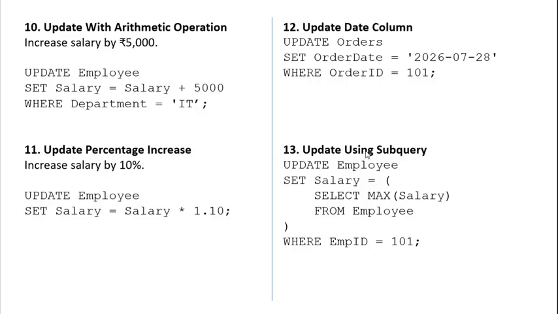Thirteenth is update using subqueries. UPDATE employee SET salary = (SELECT MAX(salary) FROM employee) WHERE employee_id = 101. So the maximum salary is found and updated, and the employee ID 101 is found and given the maximum salary.